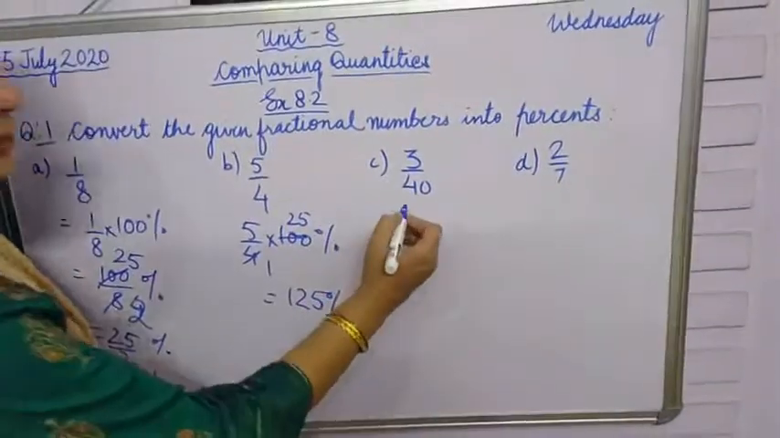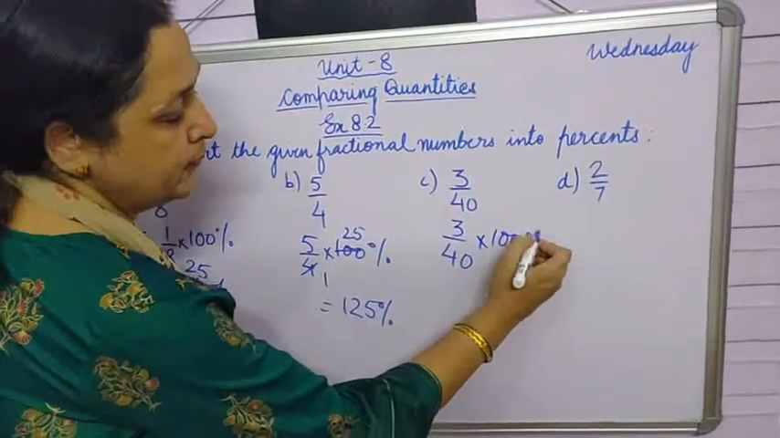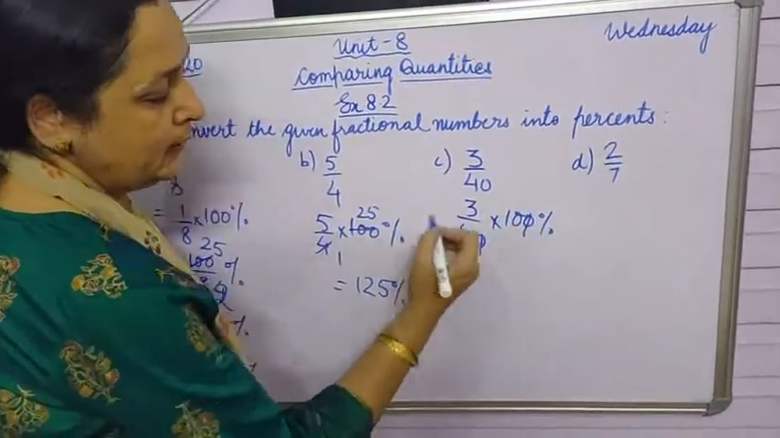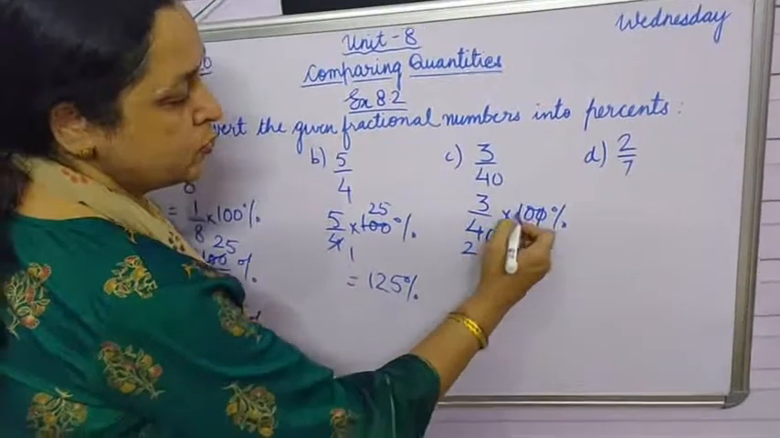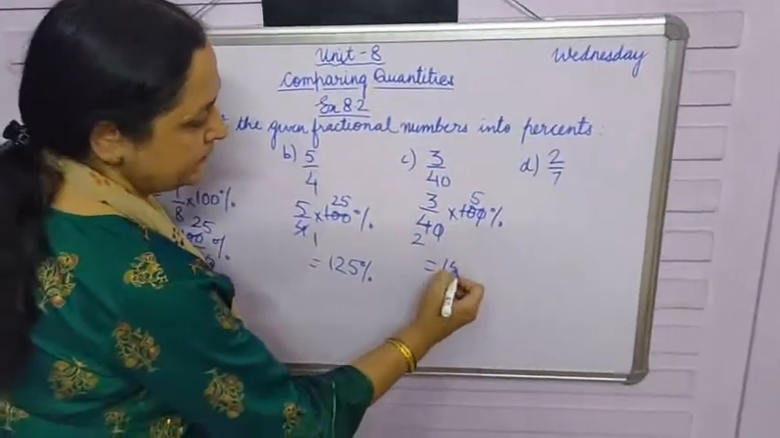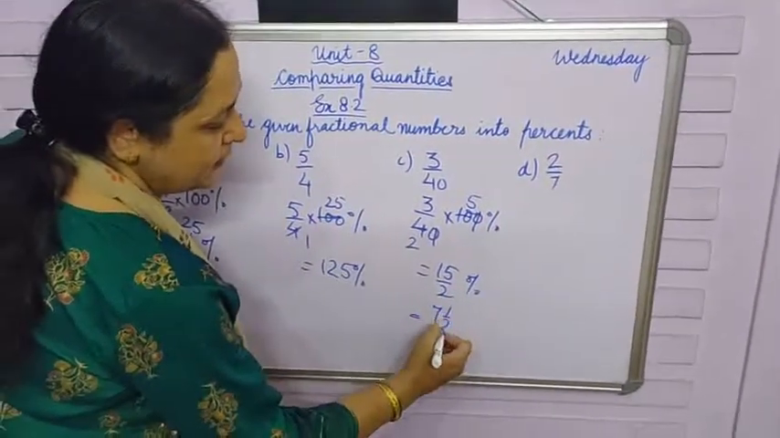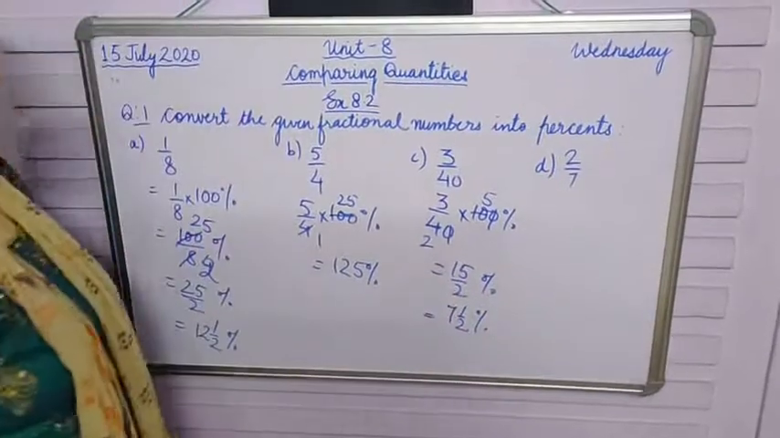C part, 3 upon 40. That means 3 upon 40 into 100%. Division by 10, 2 5s are 10. So it is 15 by 2. That means 7 1 by 2%.